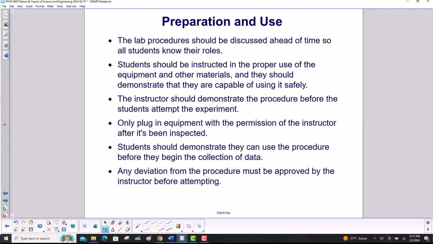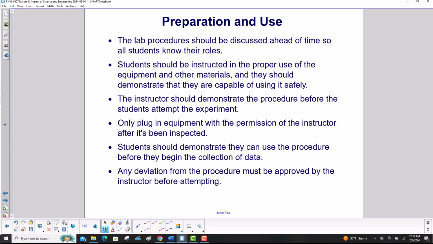The lab procedures should be discussed ahead of time so all students know their roles. Students should be instructed in the proper use of the equipment and other materials, and they should demonstrate that they are capable of using it safely. The instructor should demonstrate the procedure before the students attempt the experiment.